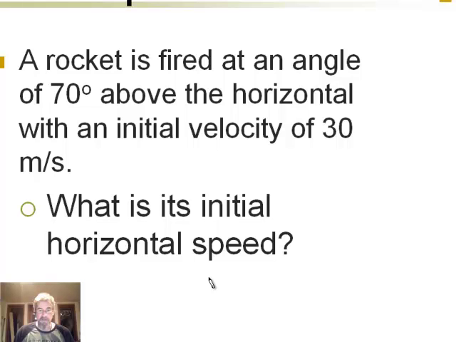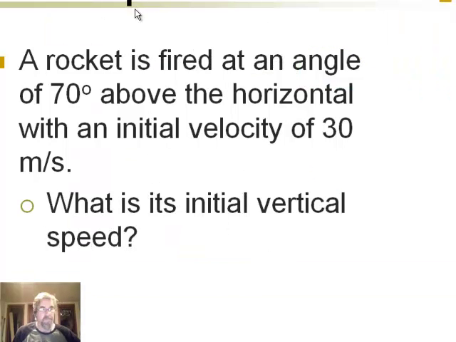Well, this problem introduces a new layer of complexity because this rocket is now fired at an angle. And so it's not true anymore that the vertical dimension has no initial velocity. In fact, this rocket is blasted off so that it does have both a horizontal and a vertical velocity. Well, let's figure out how to solve this.